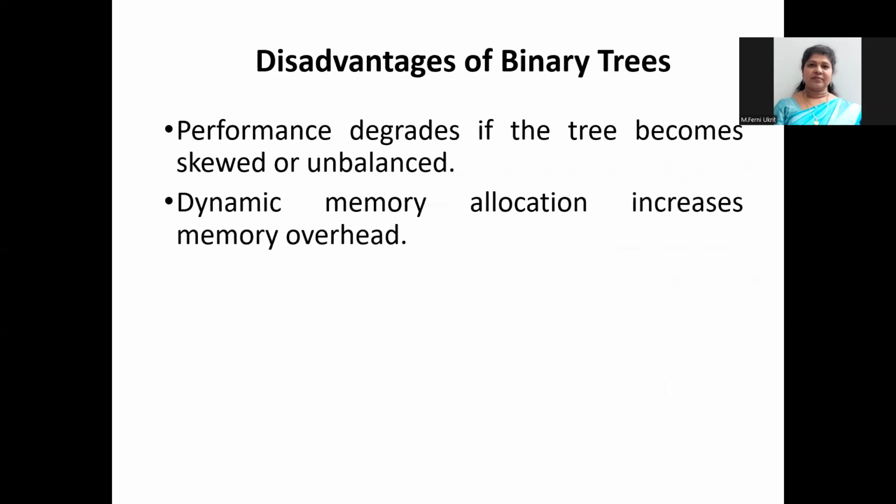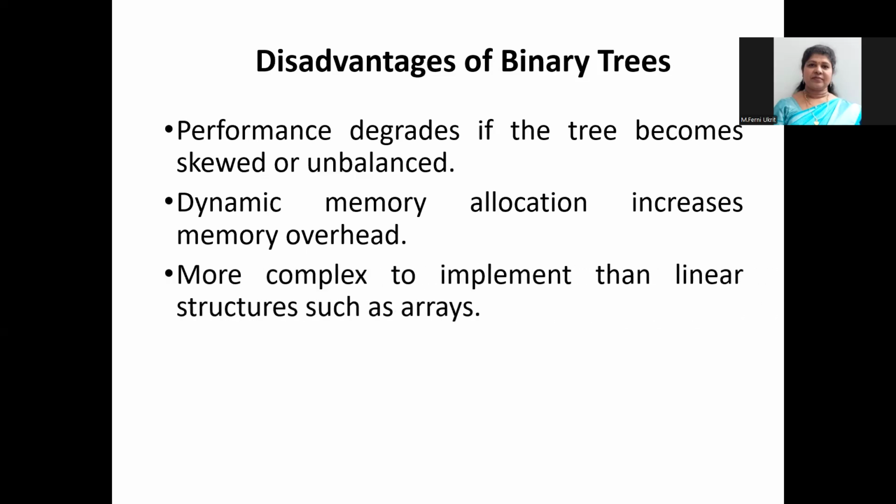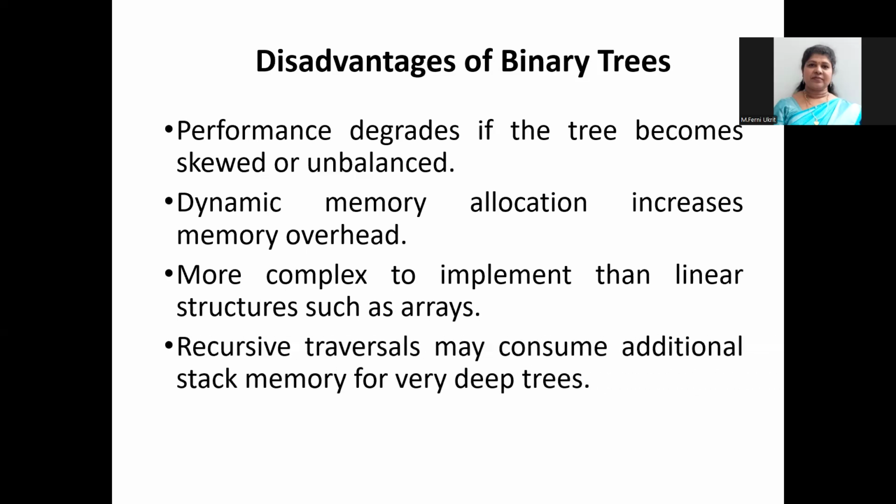The disadvantage will be performance will degrade if the tree becomes skewed or unbalanced. If it is left or right skewed, or if it is not balanced, the tree performance will degrade. Dynamic memory allocation will increase because there will be memory overhead, and it is more complex to implement normally than the linear structure. And traversals also sometimes may consume additional stack memory if the tree is very deep.